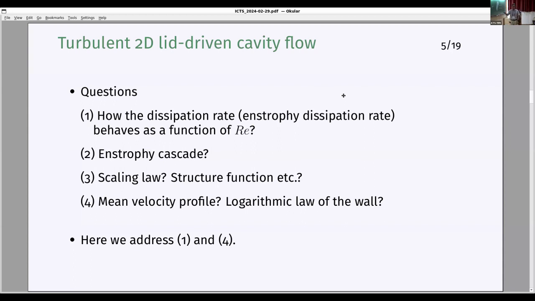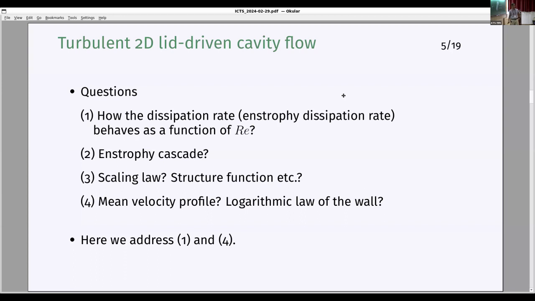So maybe the first question is how the entropy dissipation rate behaves as a function of the Reynolds number. Number two is, of course, if this entropy dissipation rate behaves in, let's say, the same way as in three-dimensional turbulent flow, then we expect there's some entropy cascade, and what kind of cascade we can observe. And number three is the standard one.